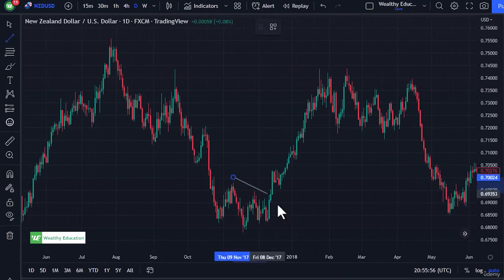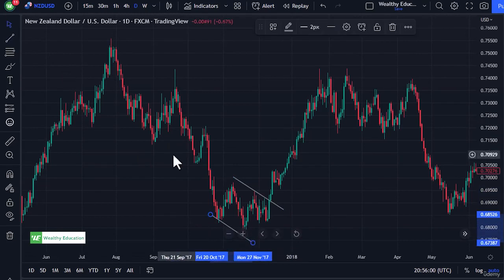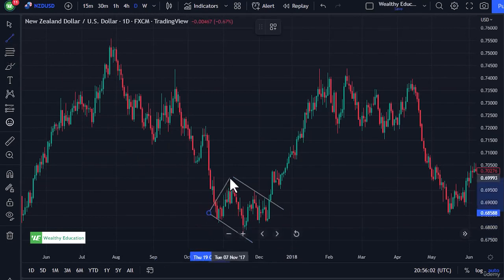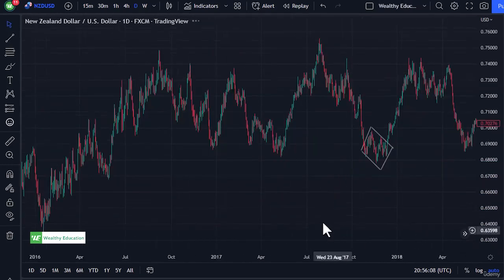Now in the Forex world, we see these also. This is a diamond bottom pattern here in the New Zealand dollar. Notice that we're right here at 0.68. That's an area that's been important more than once. We formed this and we took off. This is a daily chart again.